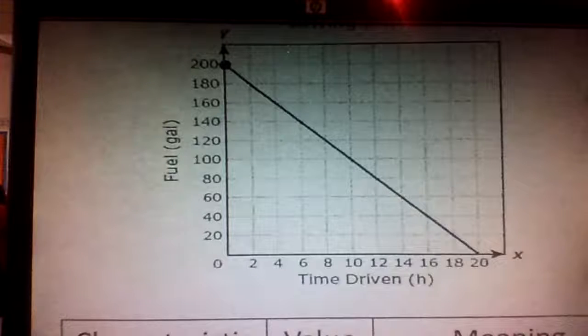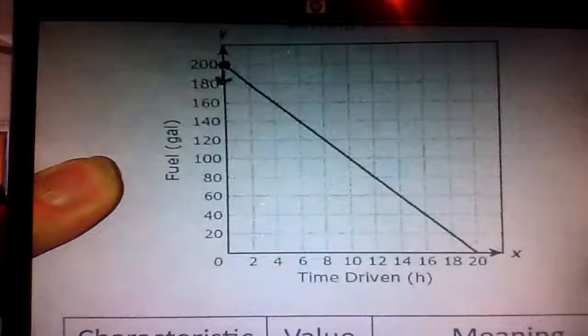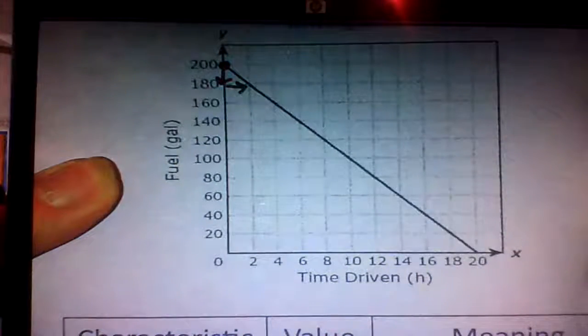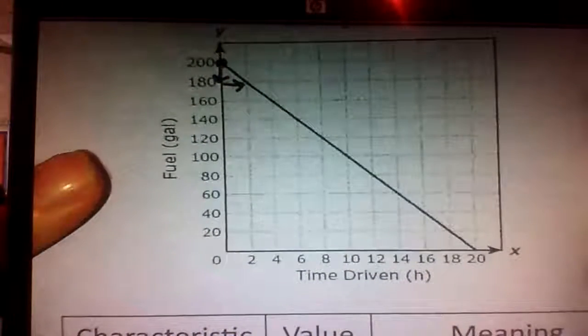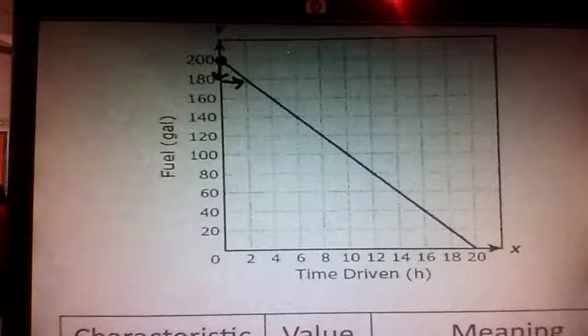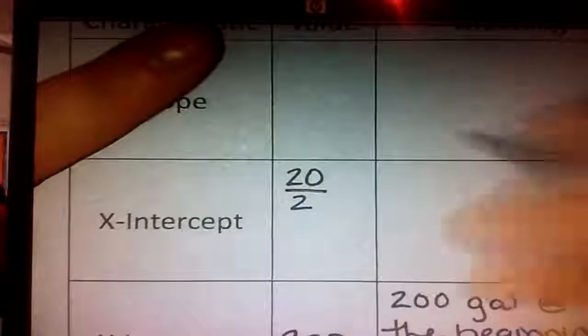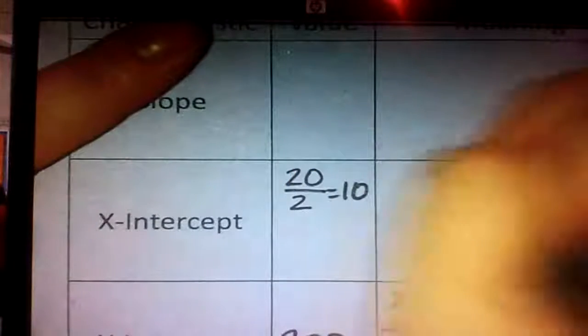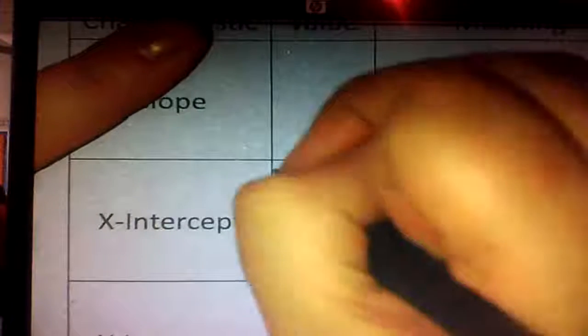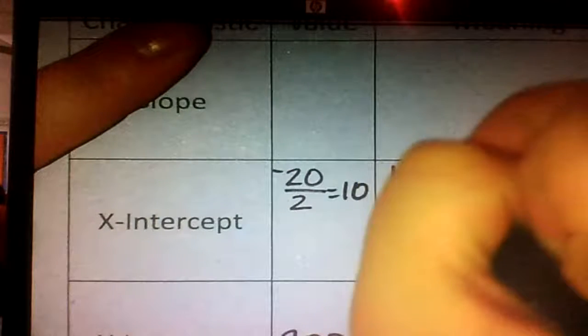It's decreasing, so my slope should be negative. What's it decreasing by? Okay, hold on, it's decreasing by 20. So 20 over 2. So it's actually 10. It's decreasing by 20 gallons in 2 hours. So how many gallons am I losing an hour? 10. So we're losing 10 gallons per hour.